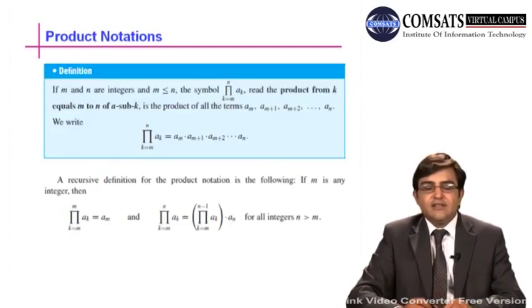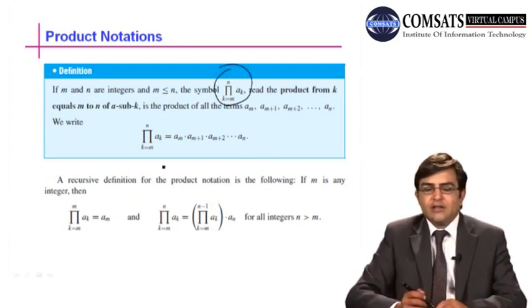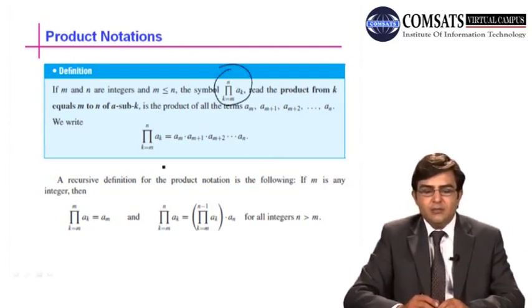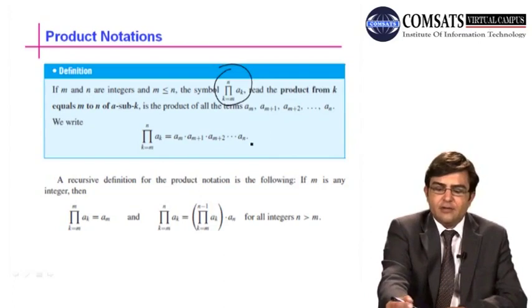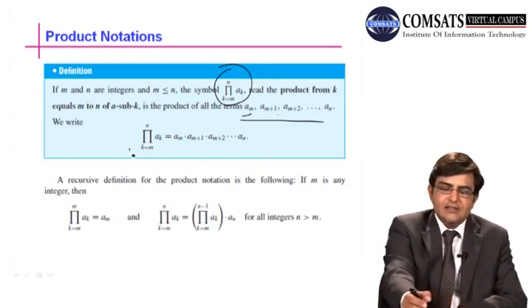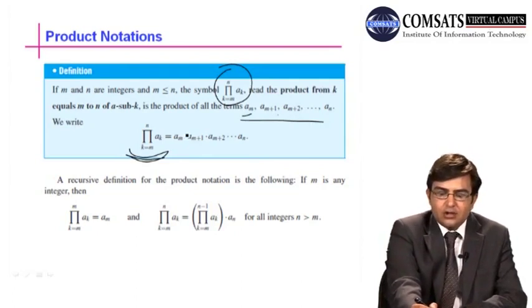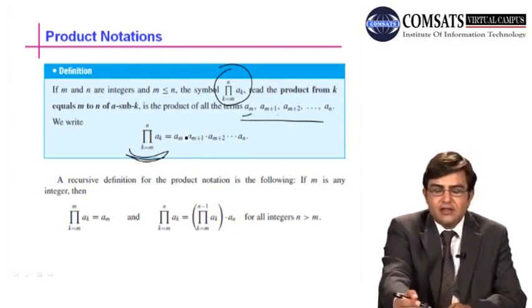As we have defined the sums of the terms of the sequences, we can also define the product of the terms of the sequences. If m and n are integers and m is less than or equal to n, this symbol is read as the product from k equals m to n of a sub k, which is the product of all terms of the sequence from m to n, and we write it like this. Just like the summation, here we write a dot, which represents multiplication, instead of a sum, which is plus.